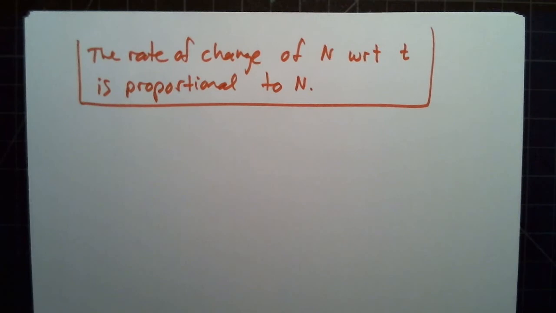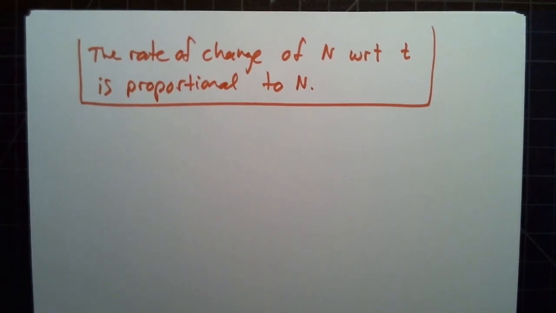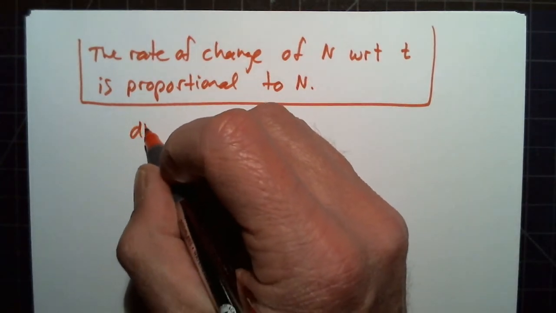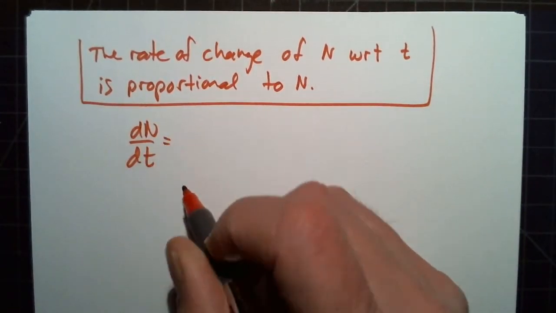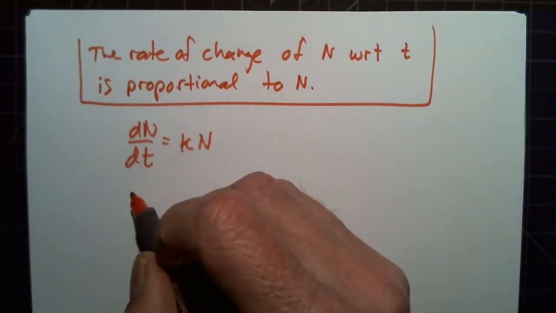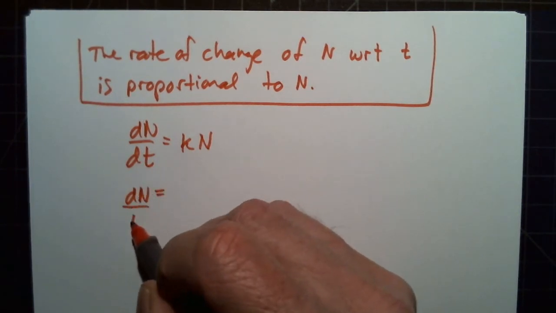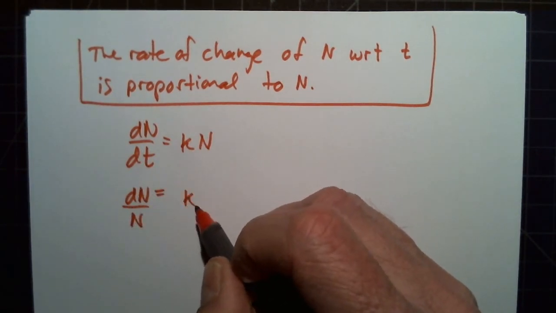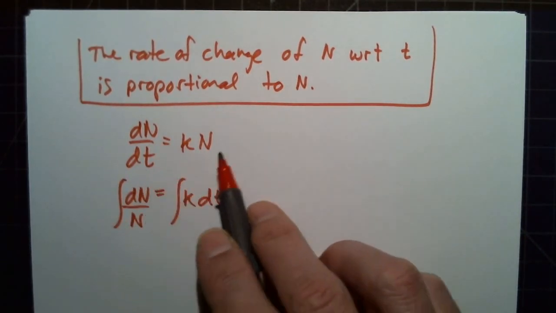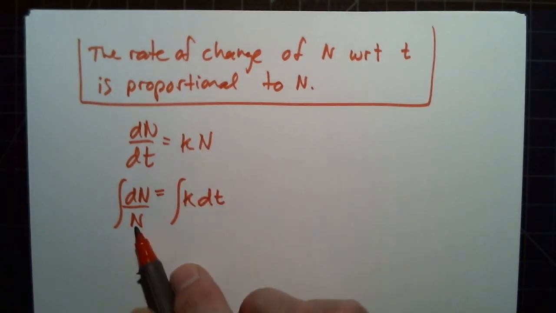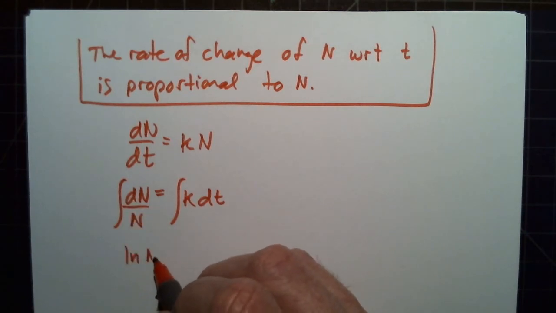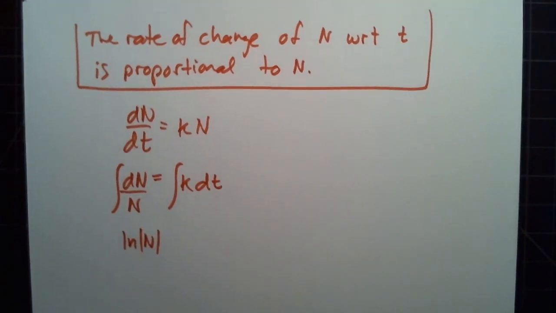Okay, let's do the same thing here. Pause the video, try that one. Rate of change of n with respect to t, dn dt, is proportional to n. Separate the variables and integrate. So we move the dt over. The k can stay there. N goes with the dn. And that's 1 over n, which is ln, absolute value of n.